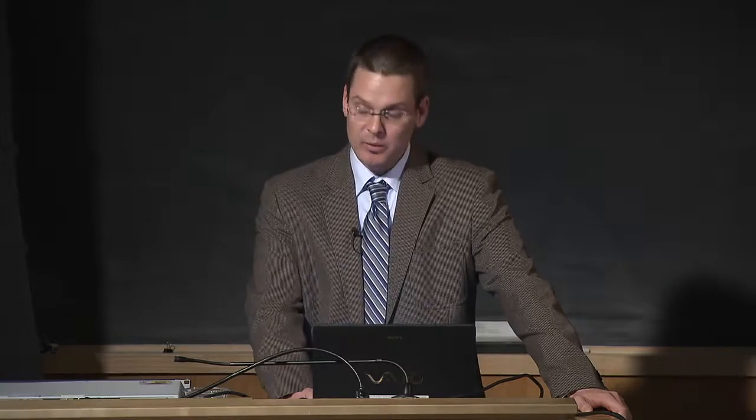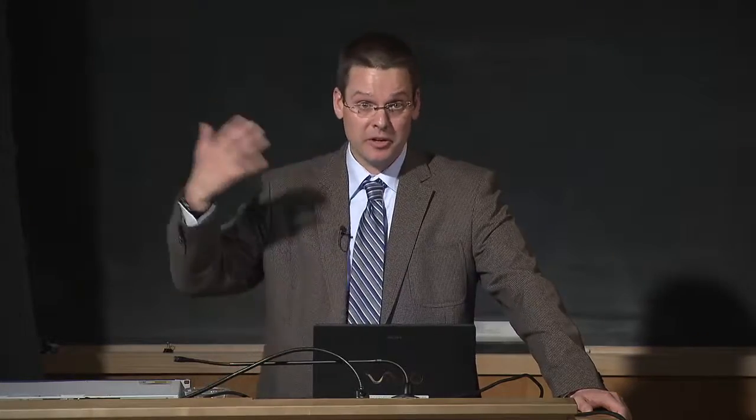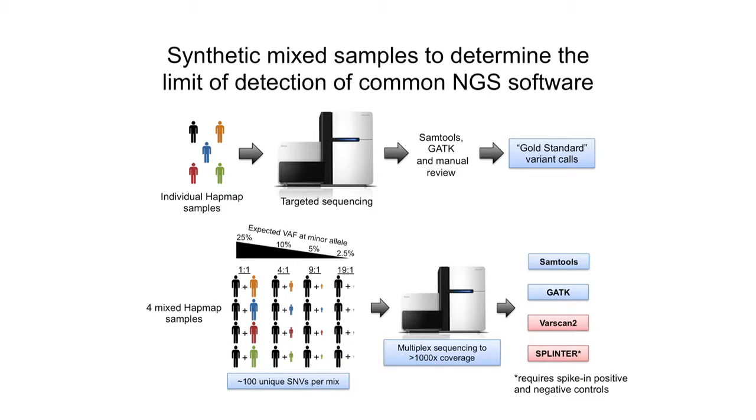And so we didn't really know how those would perform, but since they're designed for inherited variants, which are present at either 50% or 100% allele fraction in the sample, it was unclear how well they would perform. We also included two other software packages, VarScan 2 and Splinter, which are not designed specifically for inherited variants. And so we would expect them to perform better, but we didn't know exactly what their performance would be.